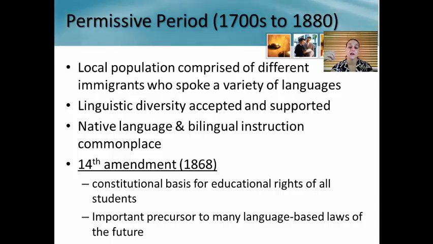Again, because the amendment sort of states support and protection and the right to be educated for all students, which include immigrant students or English language learners who are born in the United States.